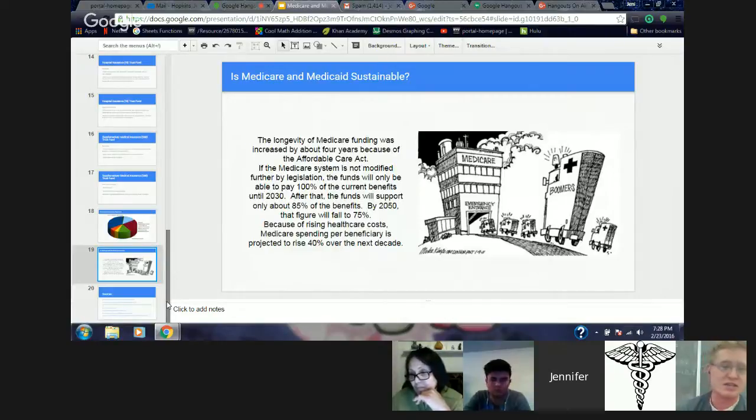But that's going to be tough to do because healthcare costs are rising, and the number of people entering into Medicare is also rising. As you can see from this political cartoon, the baby boomers are in the Medicare age now, and because of that and rising healthcare costs, Medicare spending per beneficiary is expected to rise about 40% in the next decade.